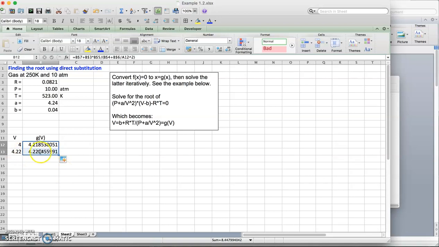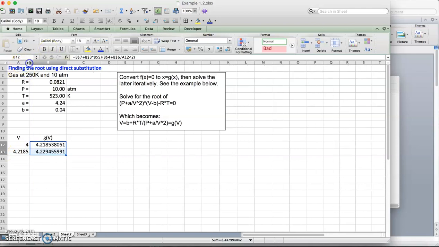We have to repeat this step until V and G of V are exactly the same. That means no matter how many iterations you do next, your V is not going to change anymore. And if V is not going to change anymore, that means V is the root.